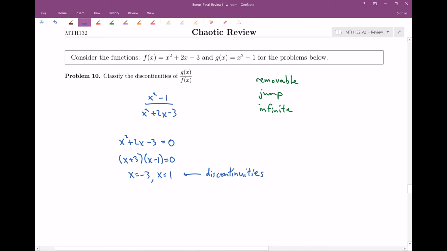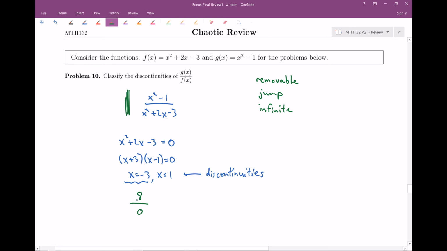All right, in order to classify these discontinuities, we need to see what the numerator is up to. So for instance, if I plug in negative 3 back into my original function here, I would have negative 3 squared, that's going to be 9, minus 1, that's going to be 8. And in the denominator, this is one of the places where the denominator is equal to 0. So if I plug in negative 3 here, I'm going to get 9 minus 6 minus 3, so that's going to be 0. So I'm going to have an 8 over 0 situation.